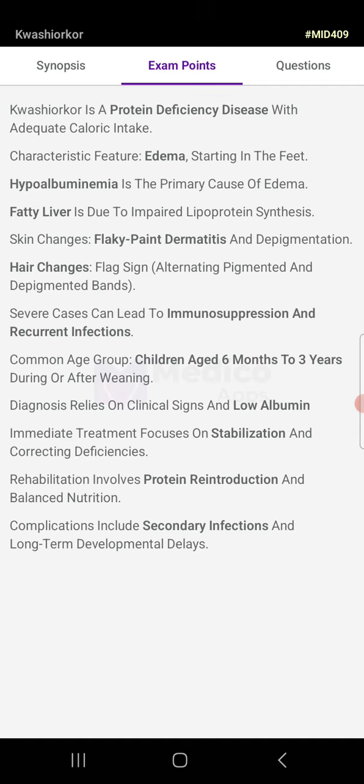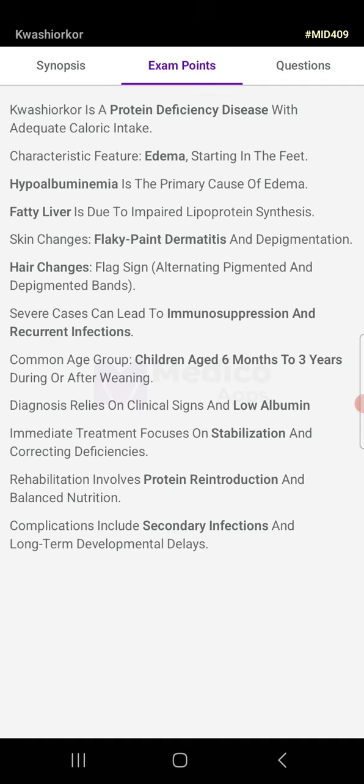Kwashiorkor: this is a protein deficiency disease with adequate caloric intake. Characteristic features like edema starting in the feet. Hypoalbuminemia, this is the primary cause of the edema. Fatty liver is due to impaired lipoprotein synthesis. Skin changes like flaky paint dermatitis and depigmentation. Hair changes like flag sign, alternating pigmented and depigmented bands.